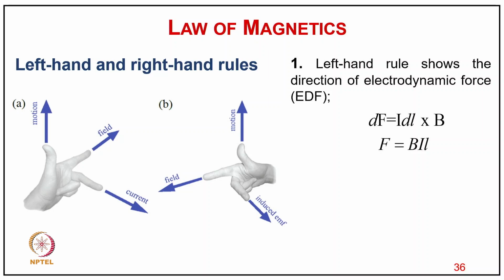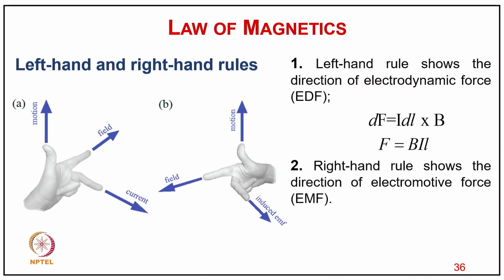In the two cases, you can say dF equals I dL cross B, or F equal to B I L, where B is the flux density, I is the current, and L is the length of the conductor. The right hand rule shows the direction of induced EMF, and you can write dE equal to V cross B dL, and E equal to B L V. That's the induced EMF in the conductor, where B is the flux density, L is the length of the conductor in the active portion where the flux lines are moving, and V is the velocity of the conductor.